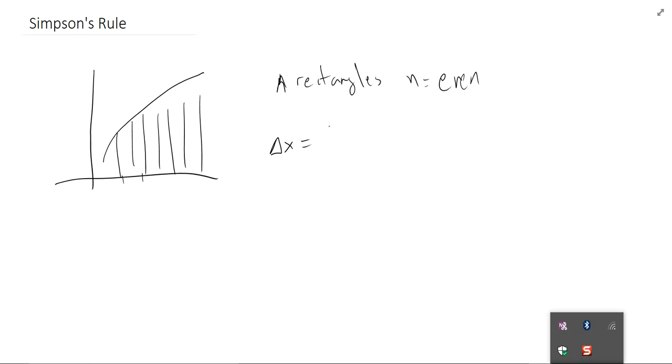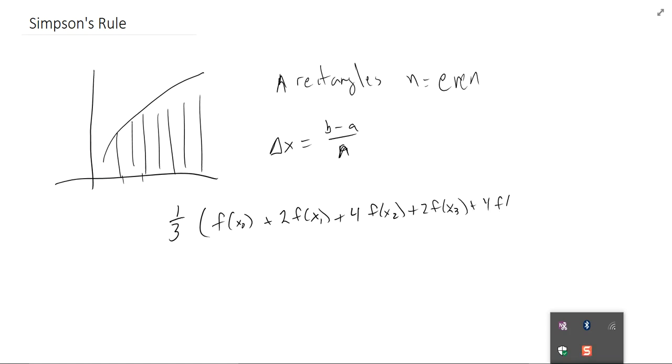The way Simpson's method works, again, we still have delta x as b minus a divided by n, and what I end up doing is 1/3 of f of x0 plus 2 times f of x1 plus 4 times f of x2 plus 2 times f of x3 plus 4 times f of x4 plus 2 times f of x5 plus f of x6, or however many terms you're going to do in there.